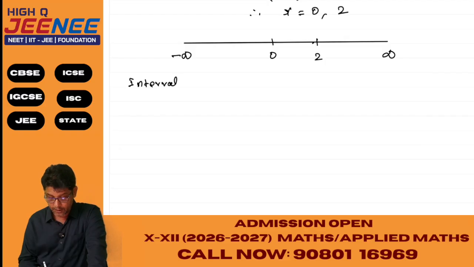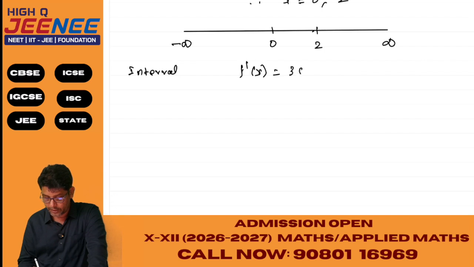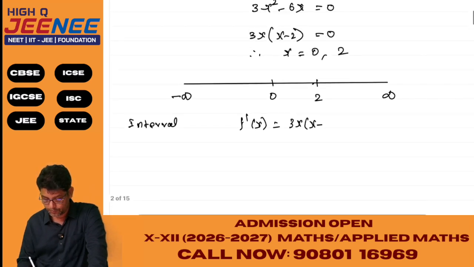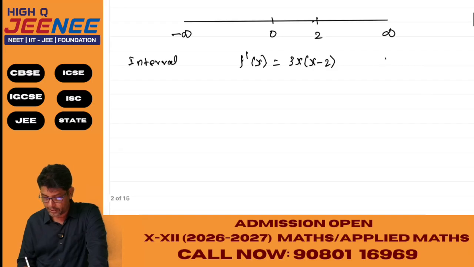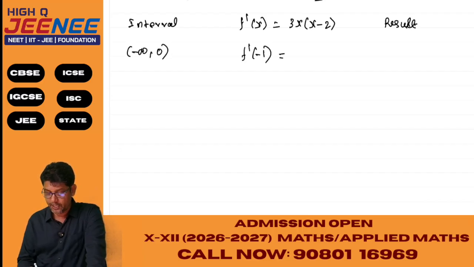Now the interval, and next f dash of x. What is f dash of x equal to? 3x square, so 3 into x minus 2. And the result. I think you got the answer right. So the first interval is minus infinity, comma 0. What can we substitute, sir? f dash of minus 1 we will substitute. If I substitute minus 1, what happens? 3 into minus 1 into minus 3. Is it greater than 0?